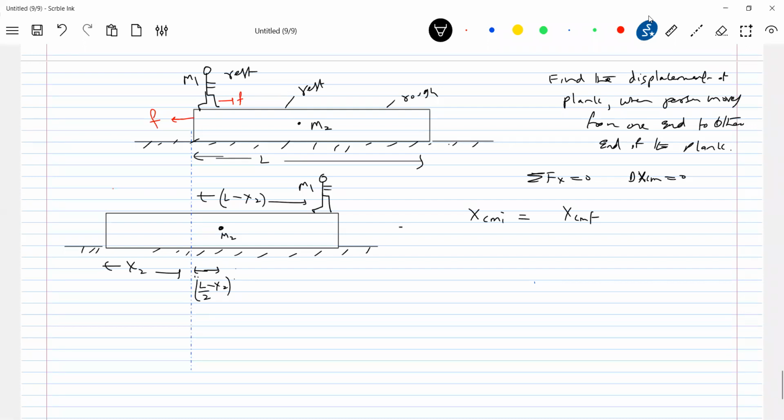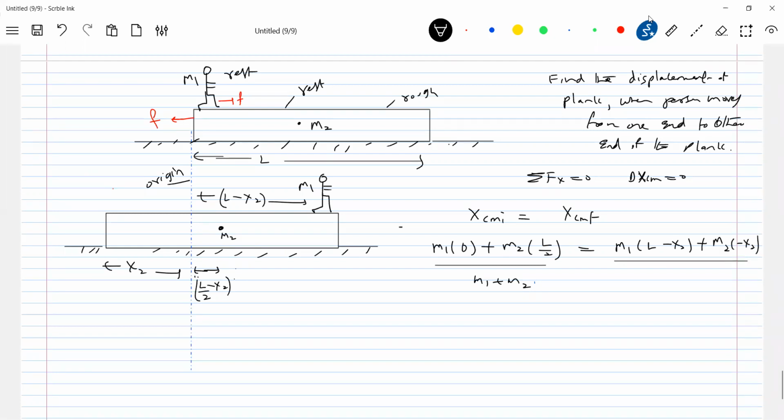Looking at this diagram, for xcmi, let me choose the initial left end of the plank as origin. The person, m1, is at origin, and the plank is at a distance L by 2, divided by total mass m1 plus m2. For xcmf, at what distance is the person finally? m1 times L minus x2. The plank is at what distance? m2 times L by 2 minus x2. Why minus x2? Anything you measure towards right will be positive.